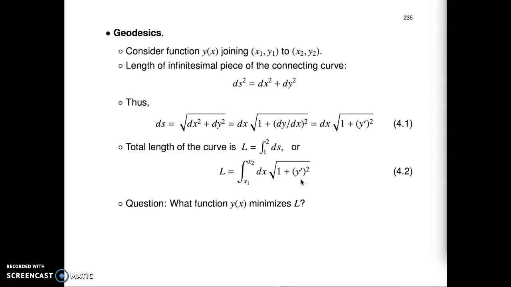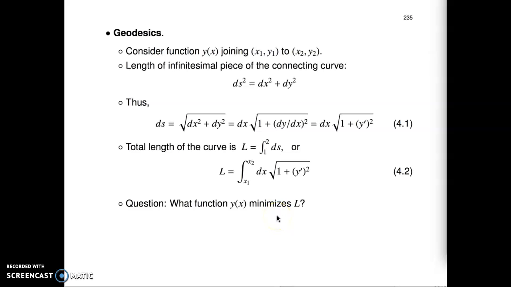So if you have a function y of x, if you know what this function is, you can calculate the length of the curve going from x1 to x2. Okay, point 1 to point 2. But what if we were to ask this question? Tell me the function that minimizes the length. Okay, so I use the word minimizes here, so you know that this is an extremum problem.